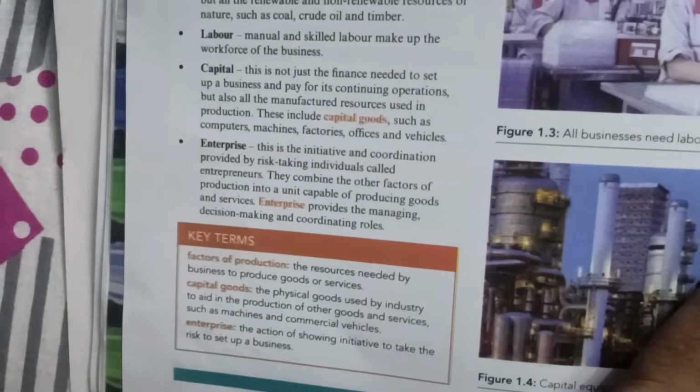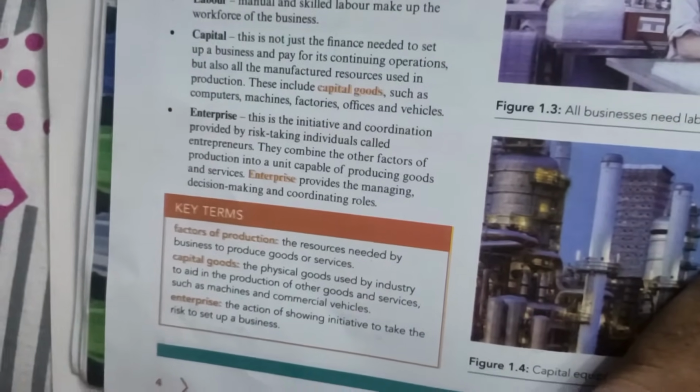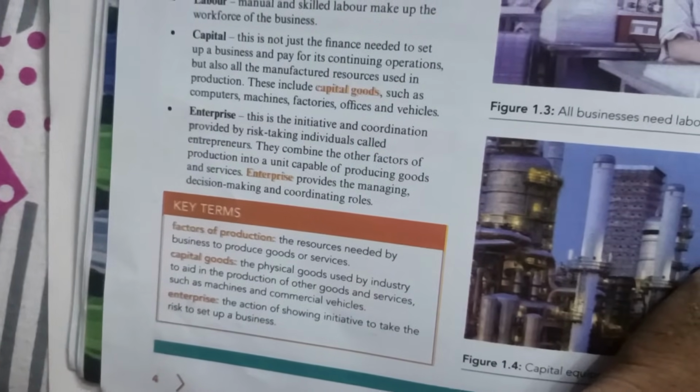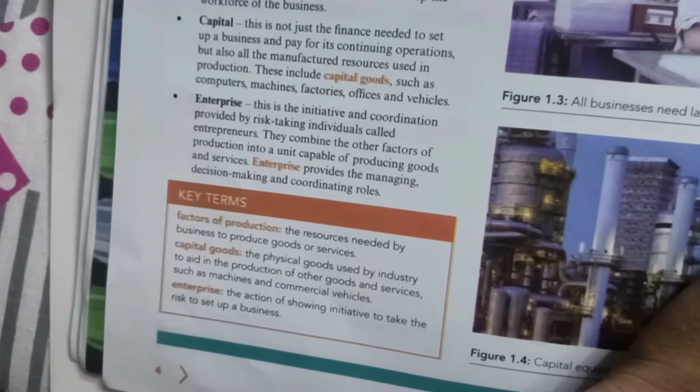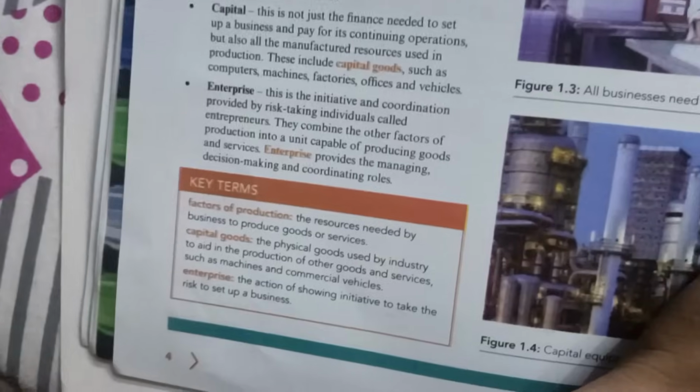Enterprise. This is the initiative and coordination provided by risk-taking individuals called entrepreneurs. They combine the other factors of production into a unit capable of producing goods and services. Enterprise provides the managing, decision-making, and coordinating roles.